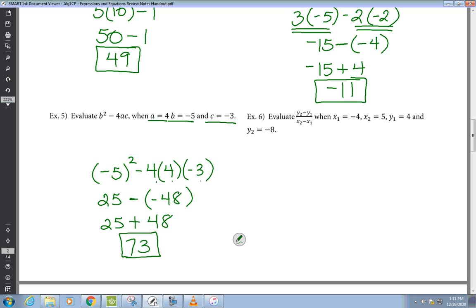So let's look at one more example. That one being example 6. y2 minus y1 over x2 minus x1. That is the slope formula that we worked on before the semester break. Nonetheless, take each number, plug it in. You end up with y2 is negative 8. So negative 8 minus 4 over x2 is 5. x1 is negative 4. So that's 5 minus negative 4.